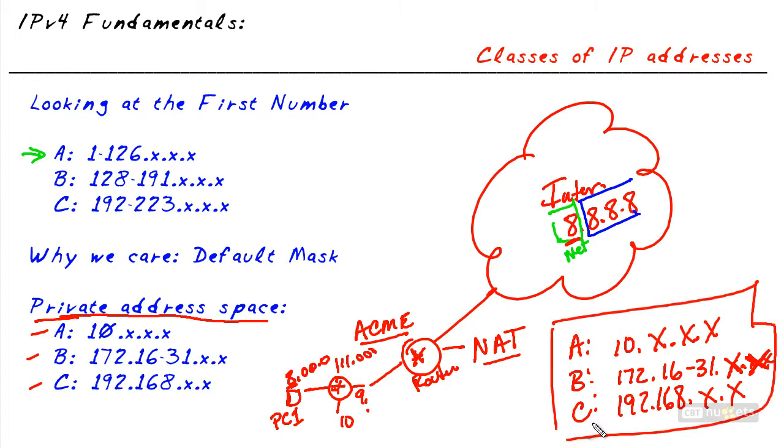So take a moment right now with this expert exercise. Write out this private address space for Class A, Class B, and Class C. And when you have this table written out, go ahead and click on play.